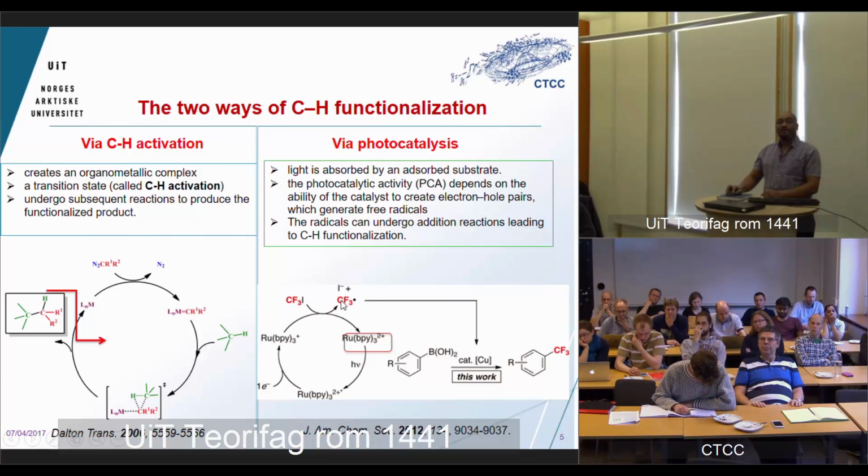Once we have this free radical, the CF3 free radical, it can easily react with boronic acid, and it forms a newly functionalized aromatic compound like this one. So we have these commonly used types of CH functionalization. This is not my focus today, and I will only focus on the photocatalysis part.